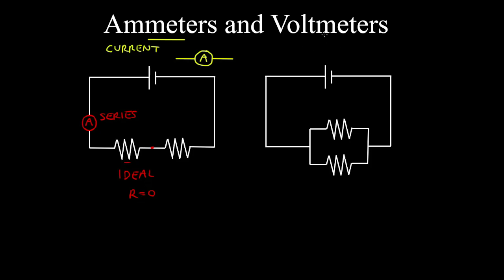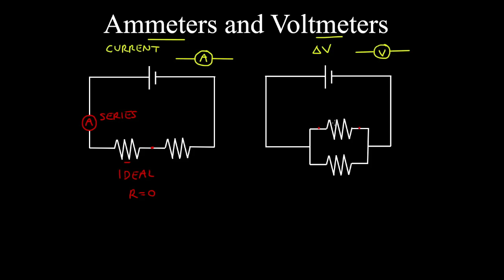Now voltmeters, on the other hand, are modeled as follows, and these are used to measure the electric potential difference between 2 points in a circuit.